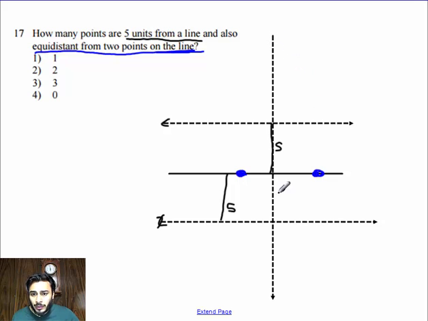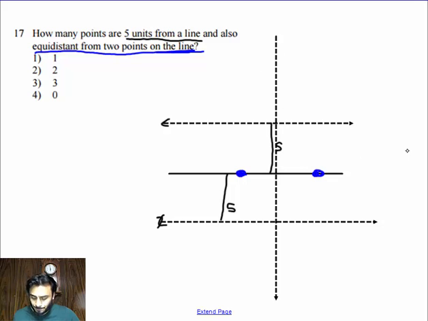Any point on this line that I just drew is equidistant from those 2 points. And what does that mean? That if I were to draw a point anywhere on this line, I would be the same distance away from those 2 blue points. So now go back to the question.